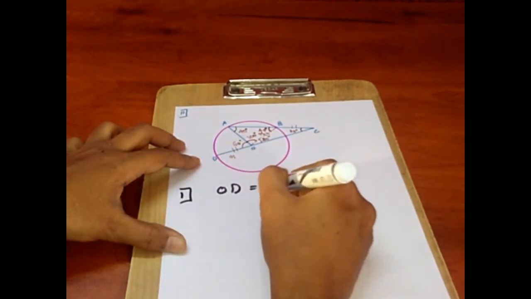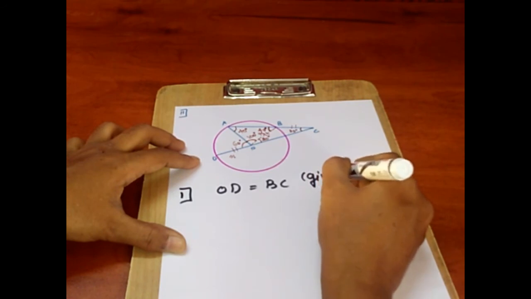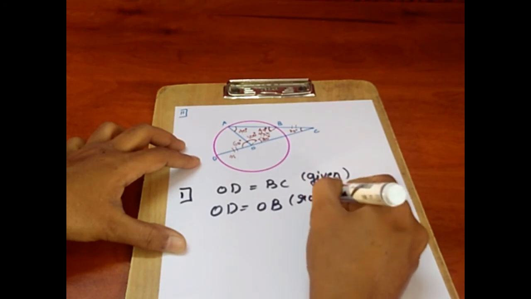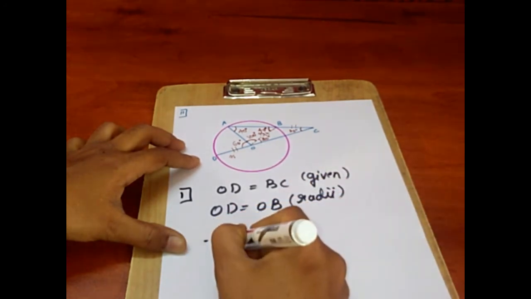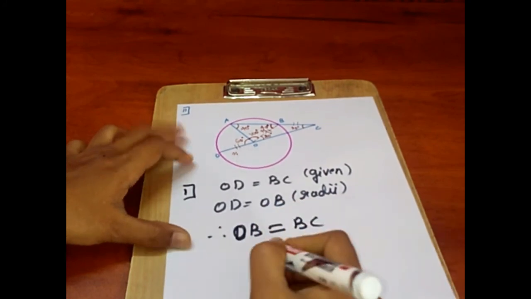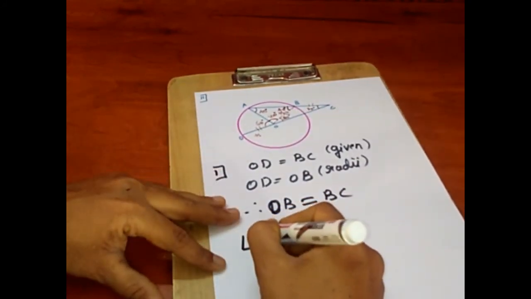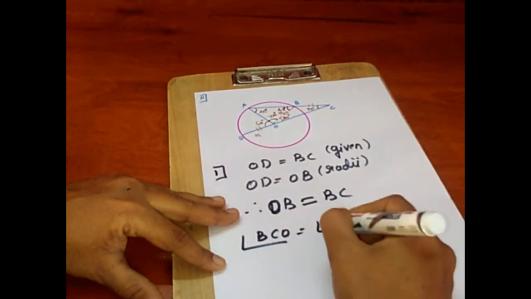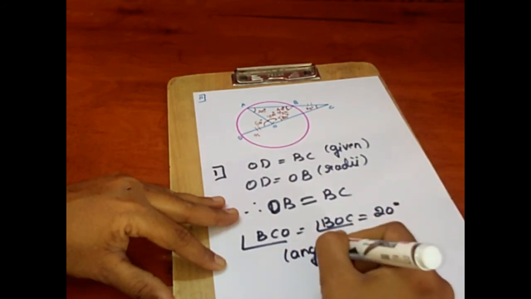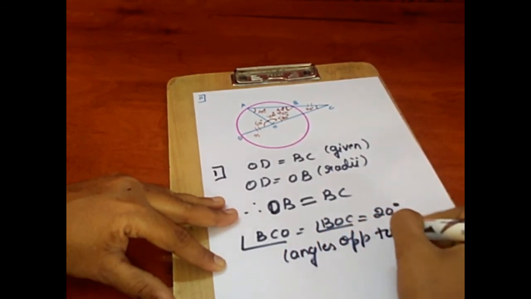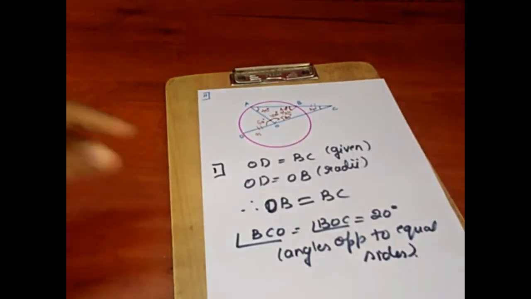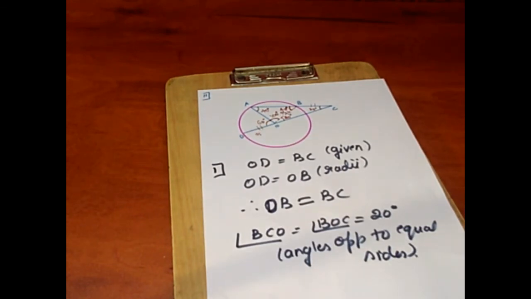First step. OD is equal to BC given. OD is equal to OB, reason radii. Therefore, OB is equal to BC. Hence, angle BCO is equal to angle BOC is equal to 20 degree. Reason, angles opposite to equal sides. This is point number 1.